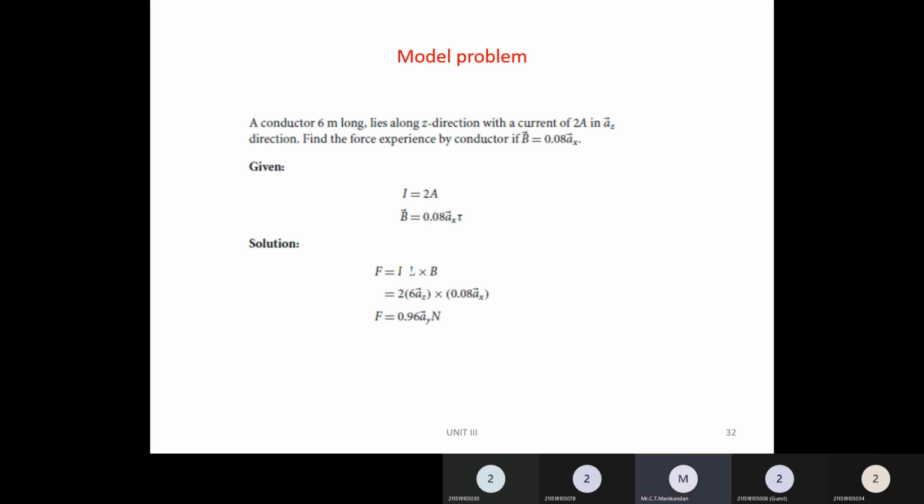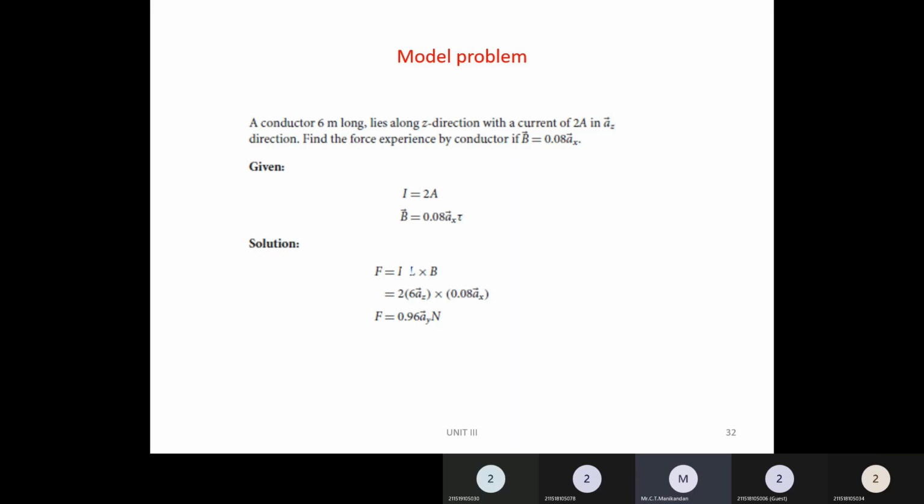You can see in this one, we have a small conductor of 6 meters long, lying along the Z direction. It has a current of 2 amperes in the AZ direction. We want to find the force experienced by the conductor if the flux density is 0.08 AX. They have given the current value and flux density, and we have to calculate the force experienced by the conductor. Since they are given in vector form, we solve the problem in vector form. If they were real values, you could straight away use F equal to BIL sin theta. But here they are given in AX and AZ, so I am solving it in vector form.